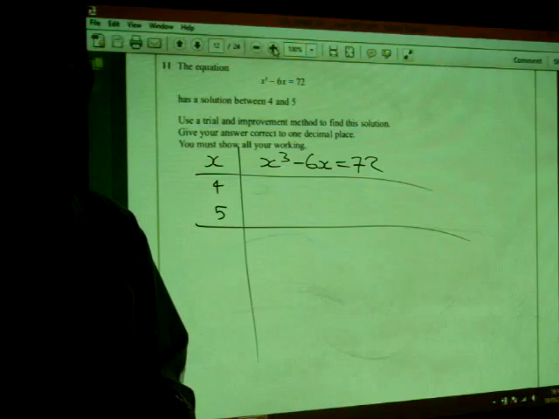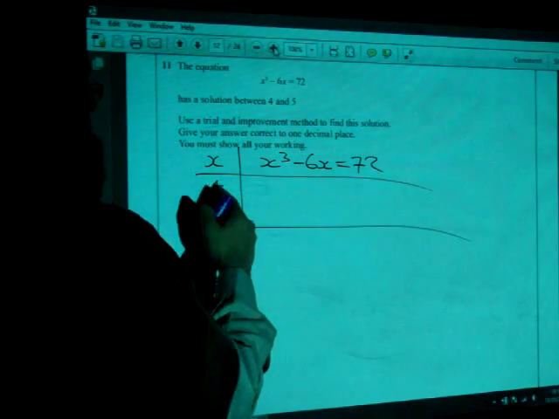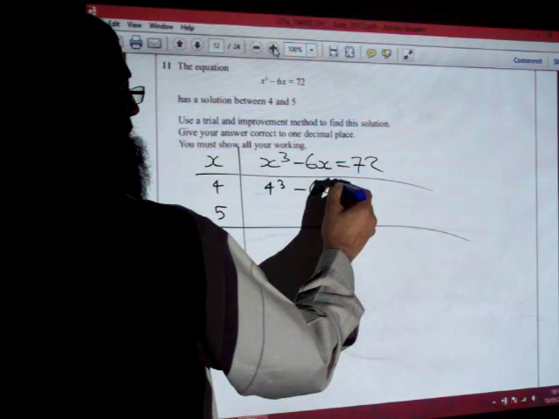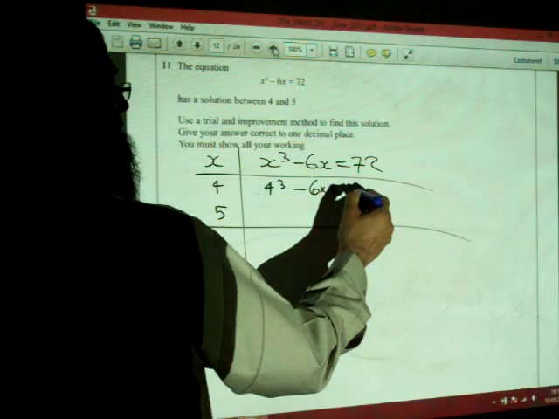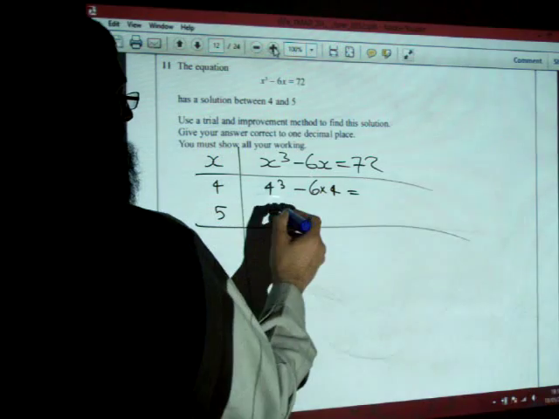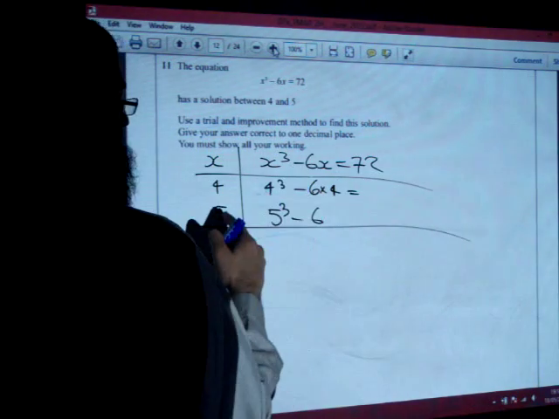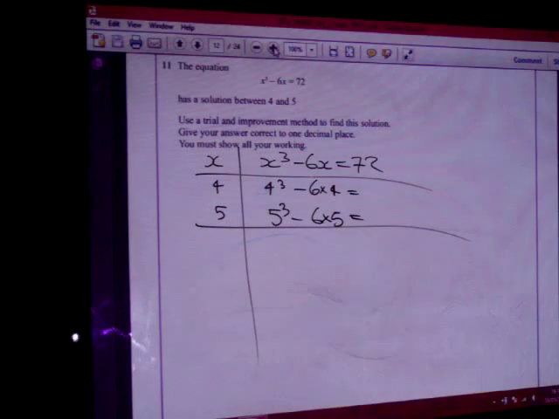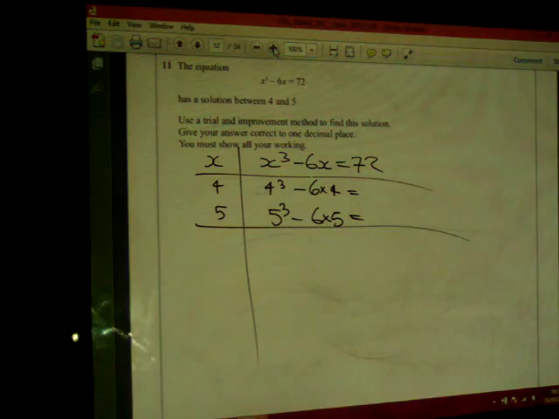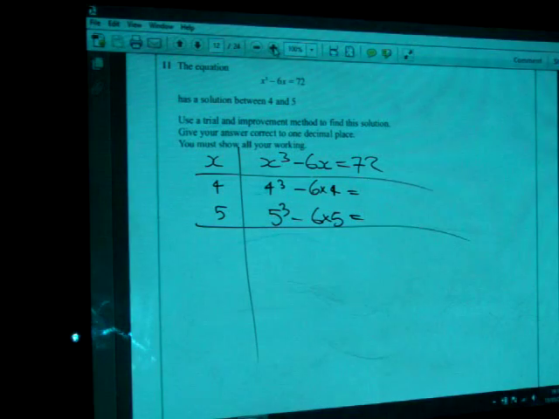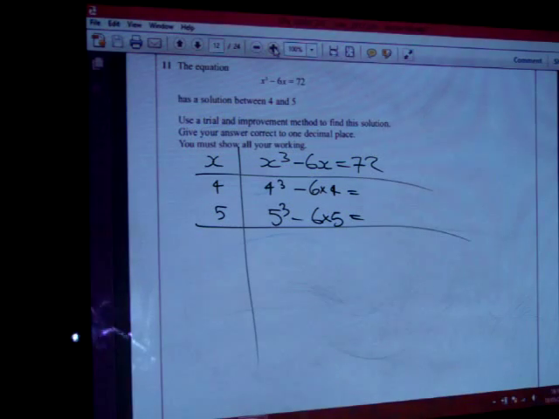Now what I need to do in the calculator is put this in. Where you see the x, put the 4 in there. So we have 4 cubed minus 6 times 4, because 6x is 6 times 4. Let's see what we get. And then x is 5: 5 cubed minus 6 times 5. Put that straight into your calculator and give me 2 answers please. 40 for the first one and 95 for the second one.